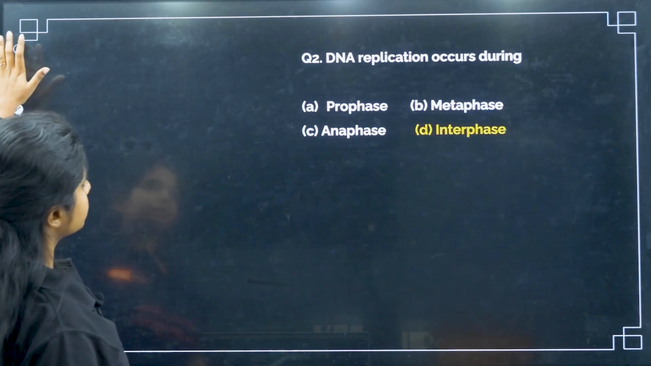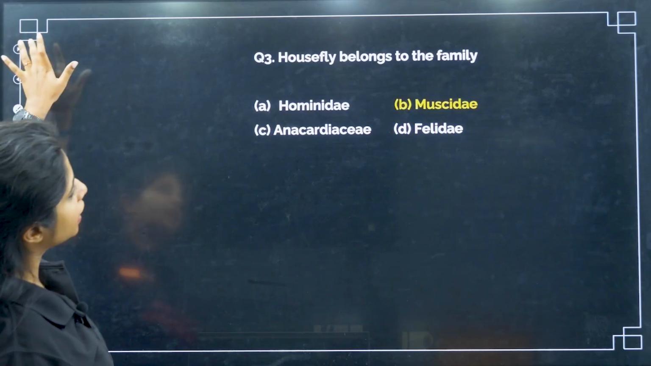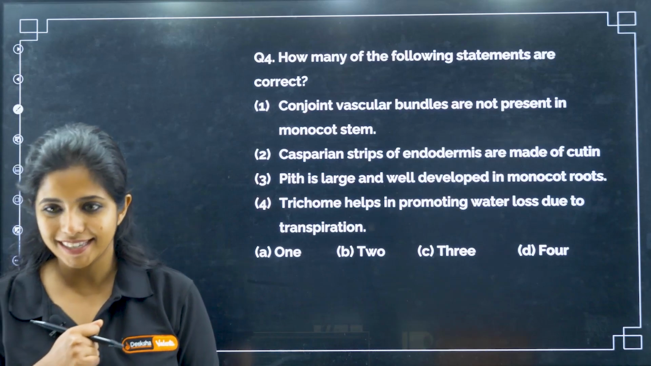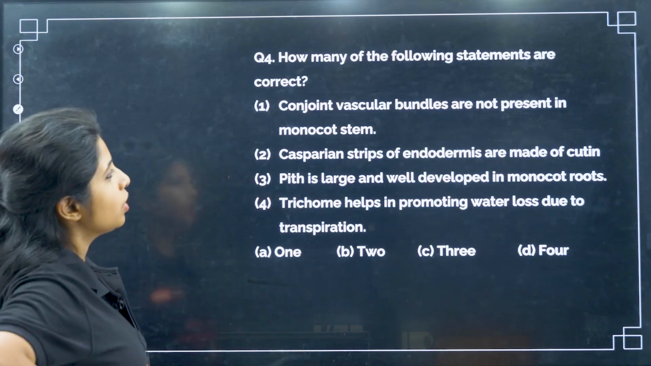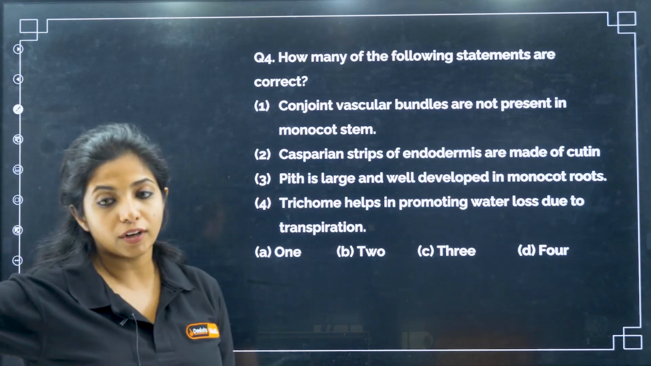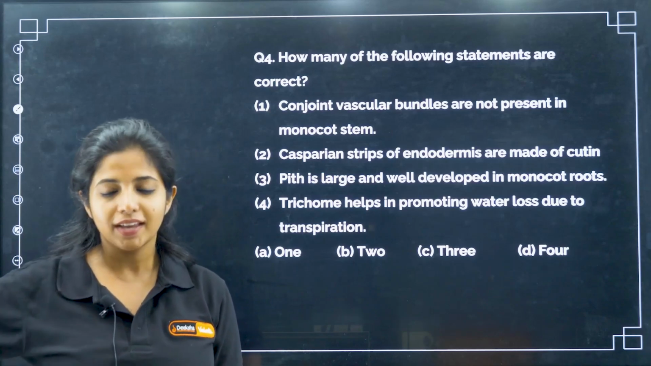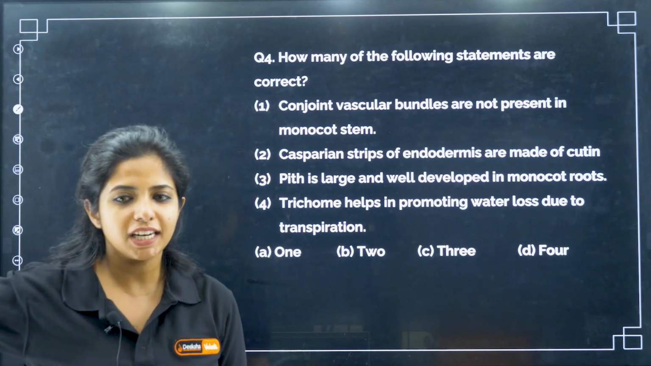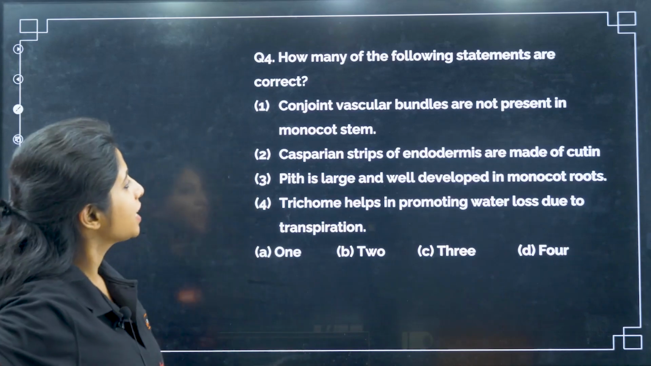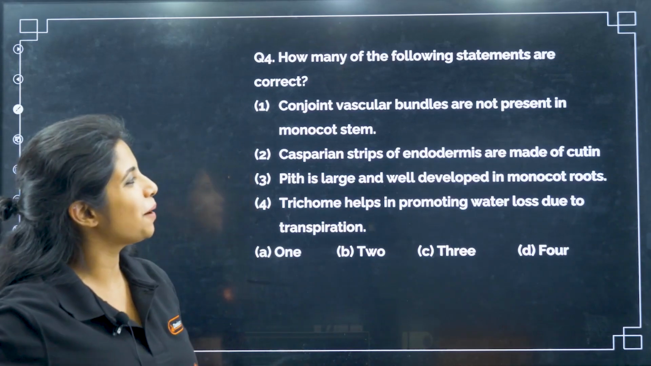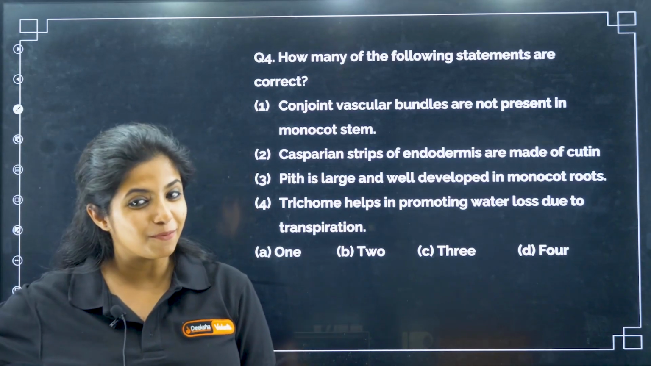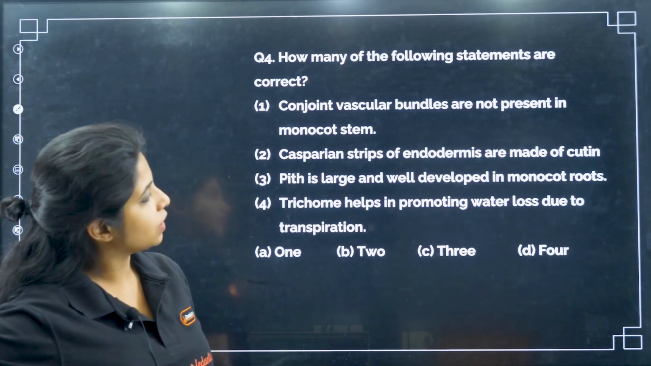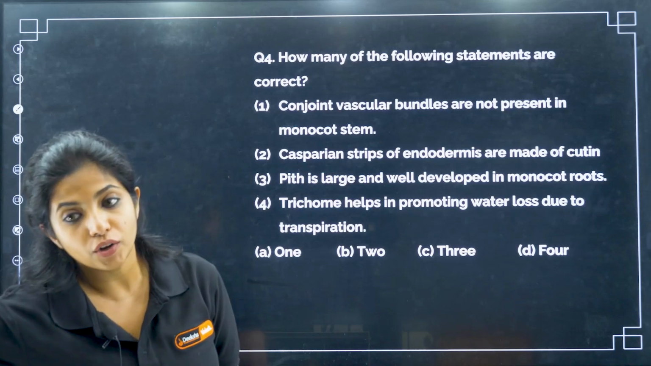Now, going ahead. How many of the following statements are correct? Let's see how many of them are correct. Conjoined vascular bundles are not present in monocot stem, as in xylem and phloem together. That is what you mean by conjoined. So, conjoined vascular bundles are not present in monocot stem. Next thing. Casparian strips of endodermis are made up of cutin. I hope you know that it is made up of suberin, not cutin. Now, pith is large and well developed in monocot roots, my dear children.